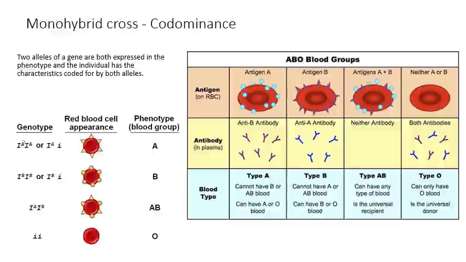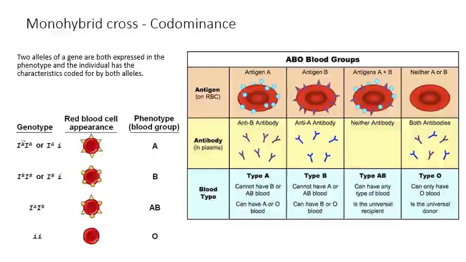On this blood group, I have these little things, and these little things are called antigens, and you find them on your red blood cells. So these are your red blood cells. Red blood cell type O does not have any antigens on it. But A has a type of antigen on it, B has an antigen B on it, and AB has both antigens, A and B.